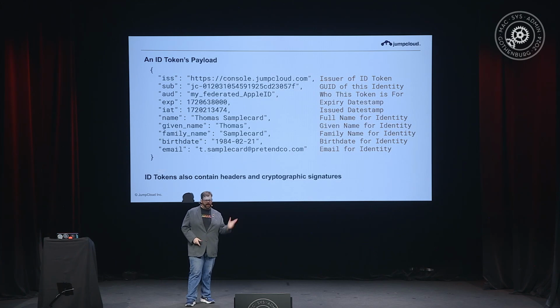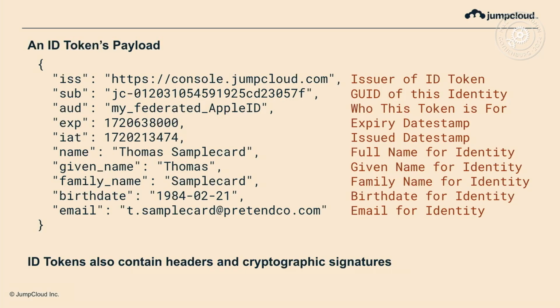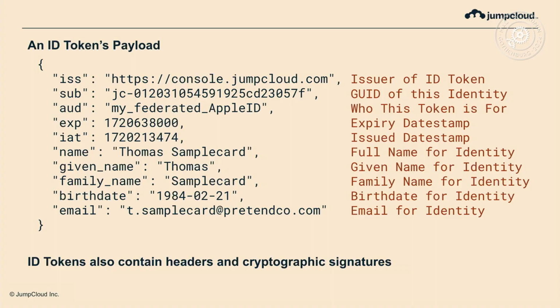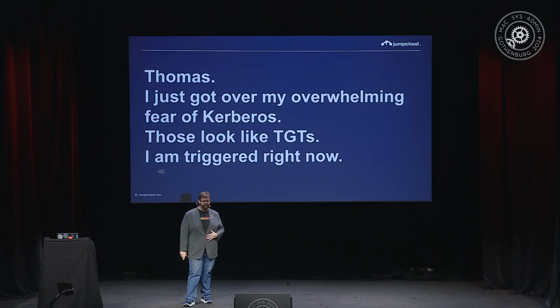This identity token has a whole big JSON structure. And you can see a whole bunch of information about that given user. And I use the DC driver's license sample image here. Thomas Alexander sample card, who lives at 1234 Commodore Joshua Barney Drive, Northeast in Washington, D.C. And so the identity token that we get back has all of the useful information plus some signing information and some authentication information so that I can prove that that's legit.